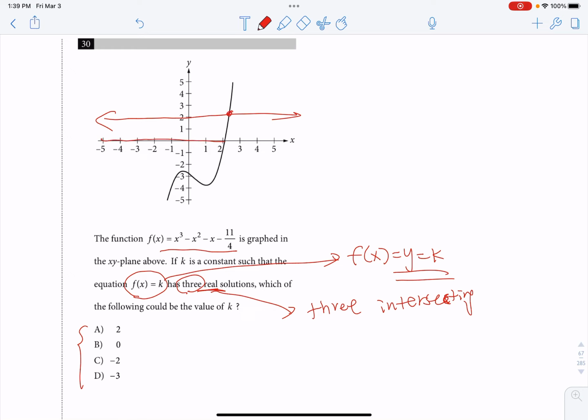Y equal to 0 will intersect at 1 point. What about negative 2 here? That y equal to negative 2 will be intersecting with 1 point. What about negative 3? Negative 3 will intersect with 1, 2, 3. So which one will give you 3 real solutions for k? Negative 3. That's it.